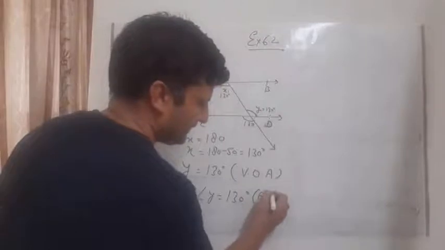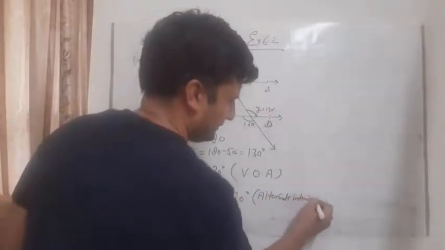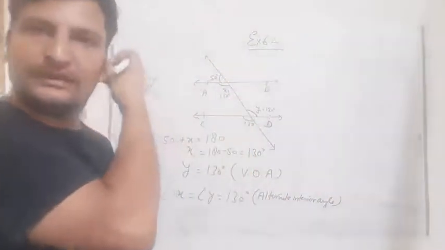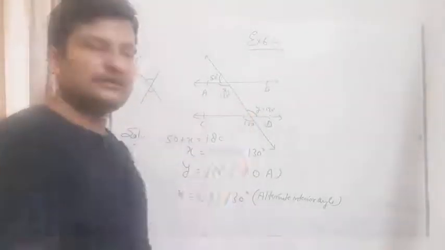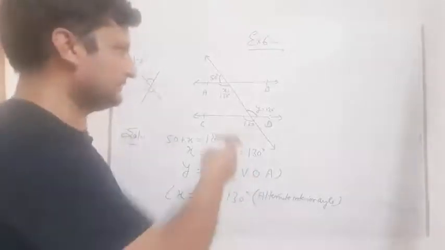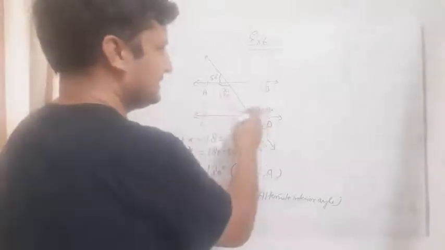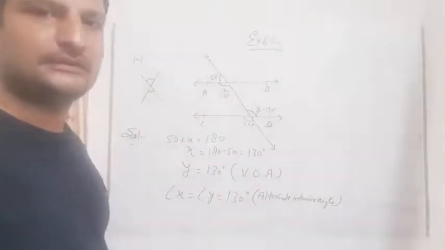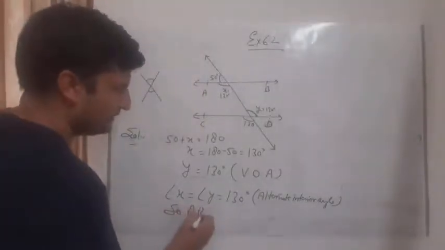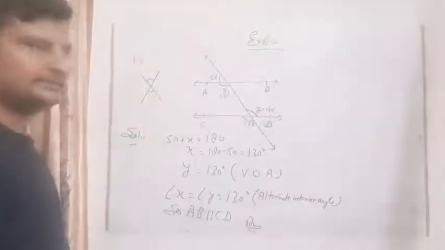This is called alternate interior angle. So students, when these two angles, alternate interior angles, or corresponding angles, are equal, these two lines are called parallel to each other. So here angle x is equal to 130 degree, angle y is equal to 130 degree. So we can say that AB is parallel to CD. This is the answer of this question.